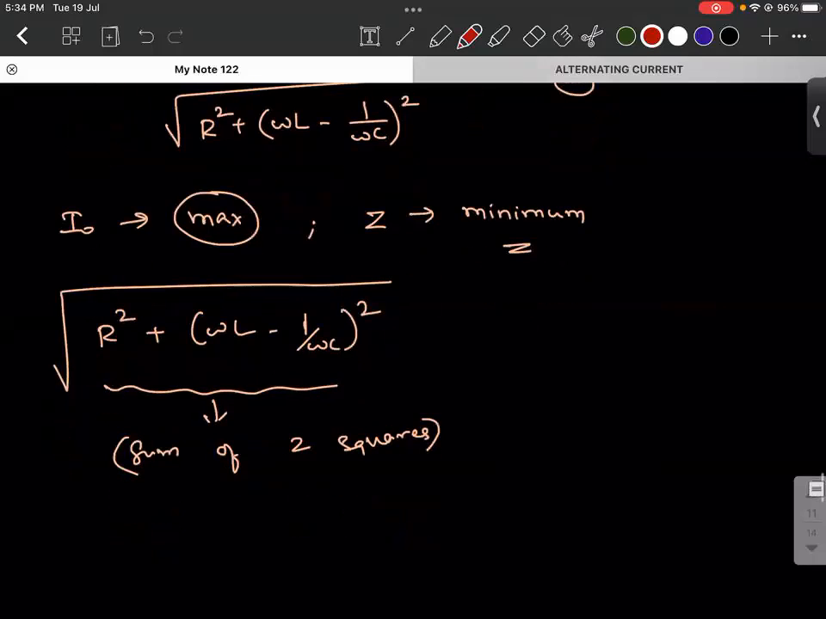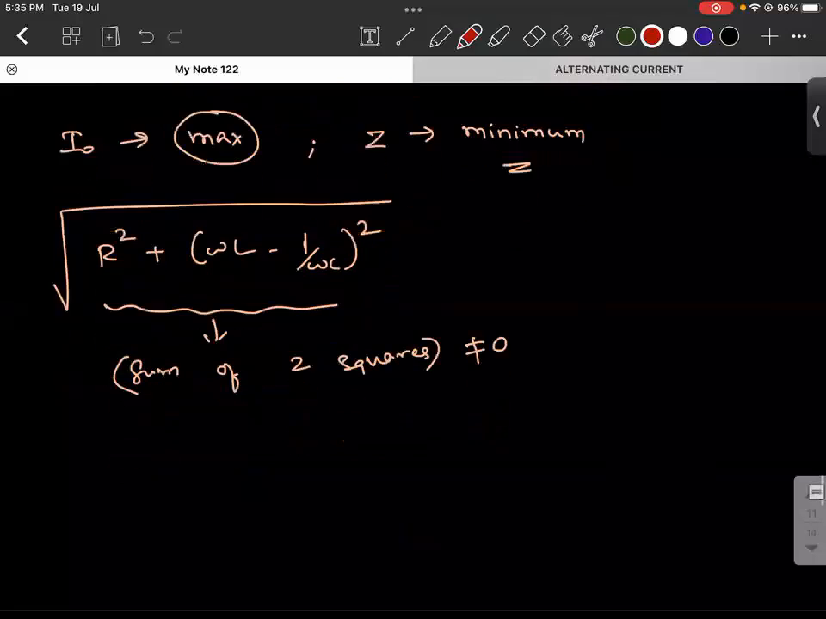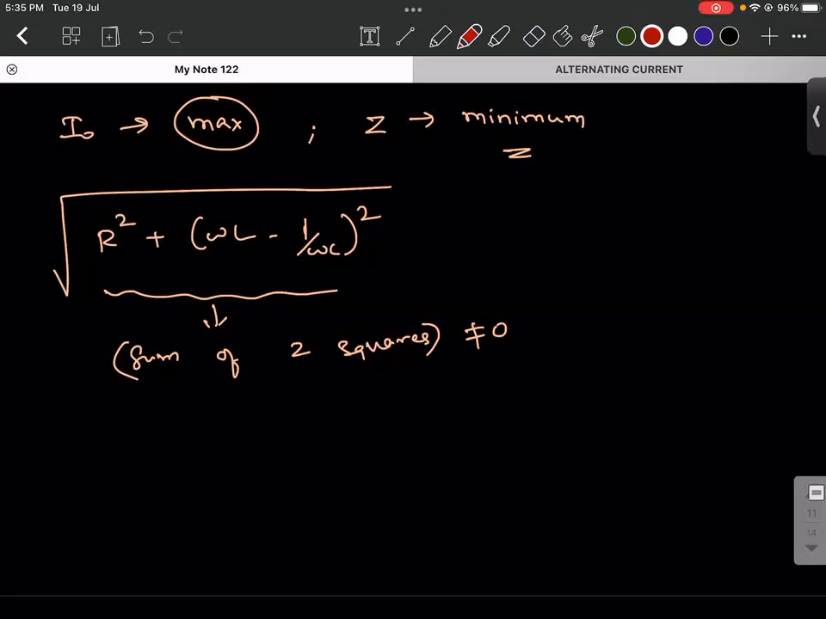So when it is a sum of two squares, is there a possibility for it to become 0? Sum of two squares, can it be equal to 0? It's never equal to 0. Is that right? Now the next question is, when it is not going to be 0, Z cannot be least, right? Because the least value that the value under a square root can take is 0, but that 0 is in the denominator. You cannot put a 0. Because if Z is 0, what would have happened? I naught would have been infinity, which is not possible. Infinite amount of current should flow through the LCR circuit. That's not the case. You want to make the current maximum.